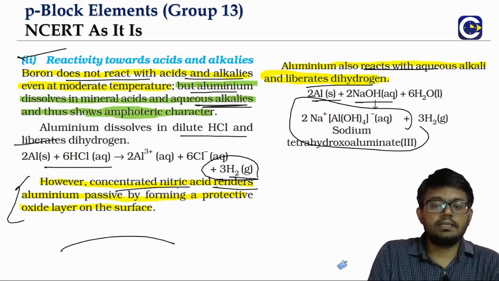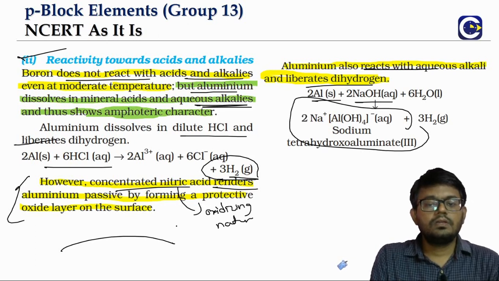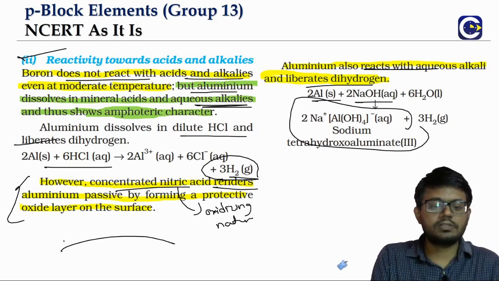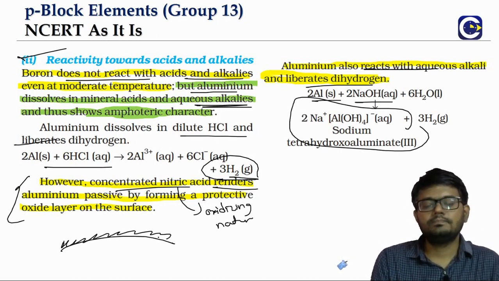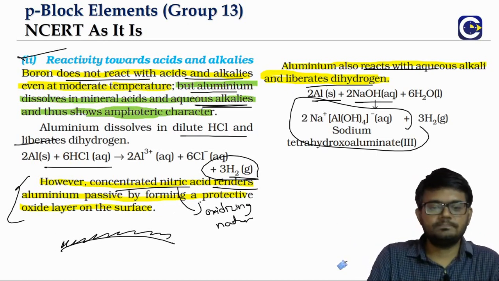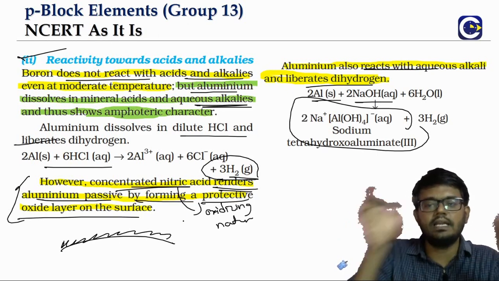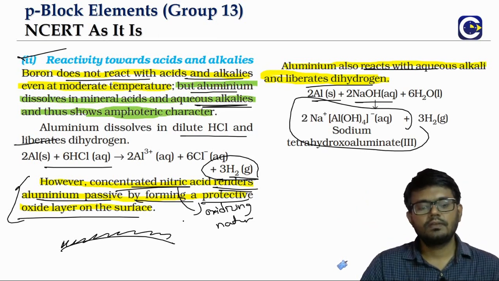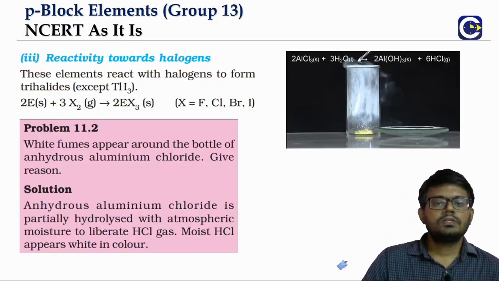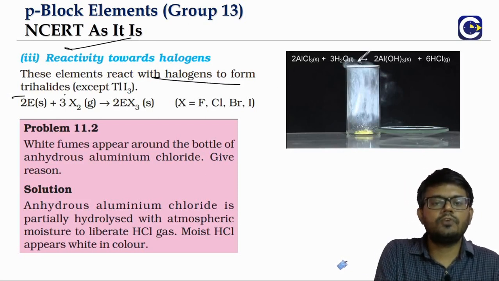Now another interesting question here is why aluminum does not react with concentrated nitric acid. The concentrated nitric acid has an oxidizing nature, so it will form a protective oxide layer on the surface of the aluminum metal, and once the oxide layer is formed, there will be no further reaction. So the concentrated nitric acid will render the aluminum passive by forming a protective oxide layer on the surface.